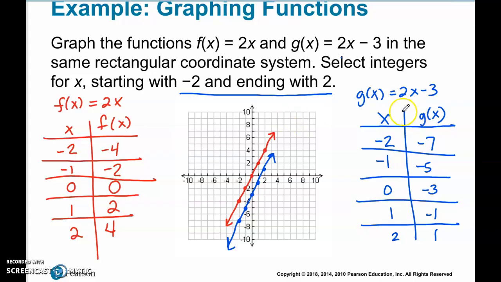So I took the x values from -2 to 2. I plugged them into the function. These are the corresponding outputs. And then I took each of these ordered pairs and I plotted them here, connected the points with a line. Here are the two functions graphed on the same XY coordinate plane.